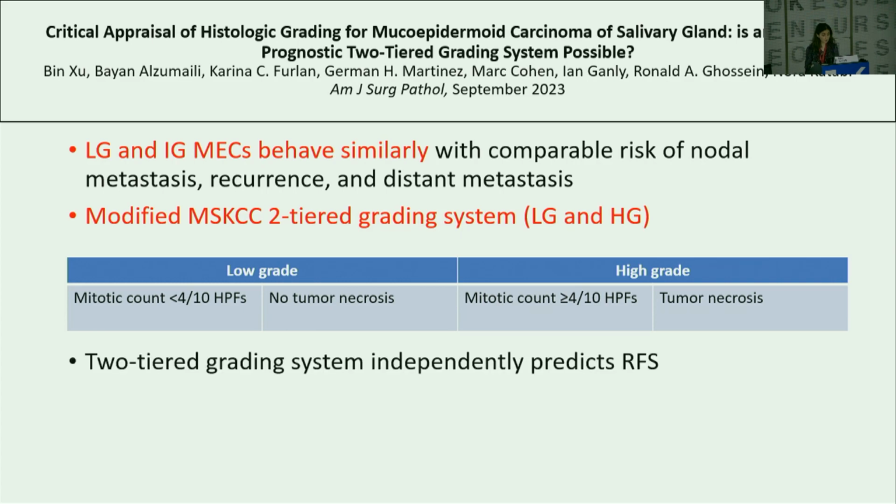And we found this two-tier grading system to be a significant and independent predictor of recurrence in a multivariate analysis. Right now, we still use the three-tier grading system at MSK. I think more validation studies are needed to validate this two-tiered grading system, but so far when we propose this to our clinicians, they love it. They hate intermediate grade, they don't know what to do with intermediate grade. I think if we have more studies, maybe we can push for this in the next WHO.